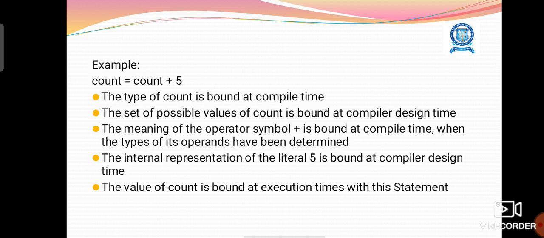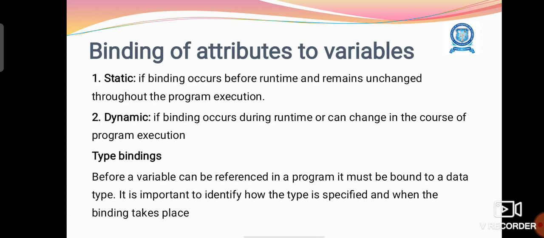For example, count equal to count plus 5. The type of count is bound at compile time. The set of possible values of count is bound at compiler design time. The meaning of the operator plus is bound at compile time, when the types of its operands have been determined. The internal representation of the literal 5 is bound at compiler design time. The value of count is bound at execution time with the statement. Binding of attributes to the variable.